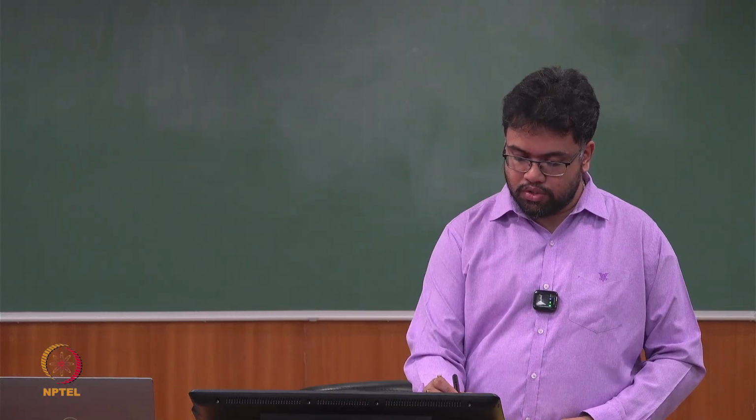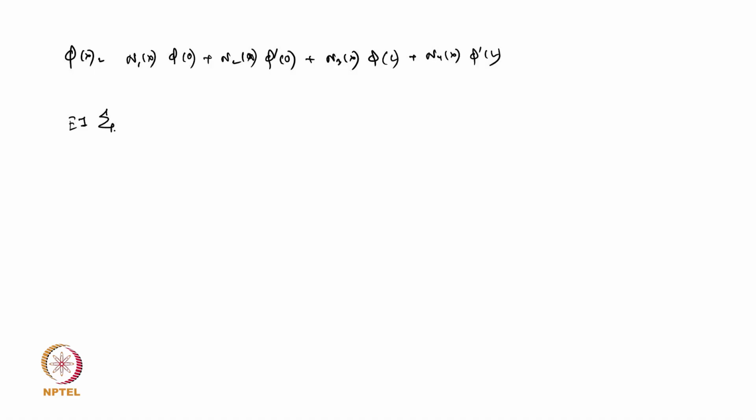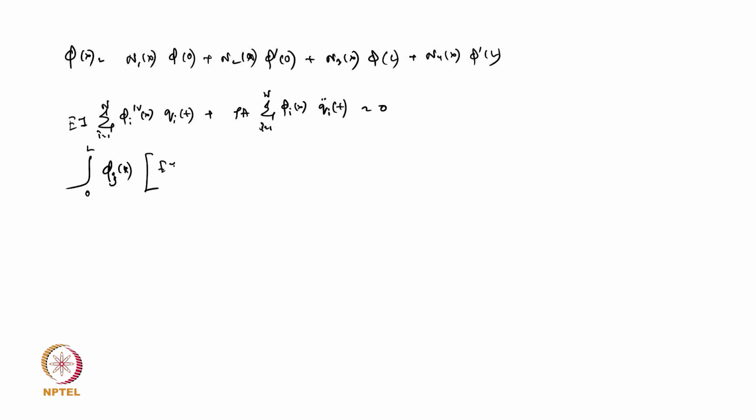So let me write equation number 1: summation of i equal to 1 to n, phi i to the power 4 of x, q i of t, plus rho A summation of i equal to 1 to n, phi i of x into q i double dot of t, that will be equal to 0. Now we are performing the integration from 0 to L, and we multiply this with phi j of x, the full equation.